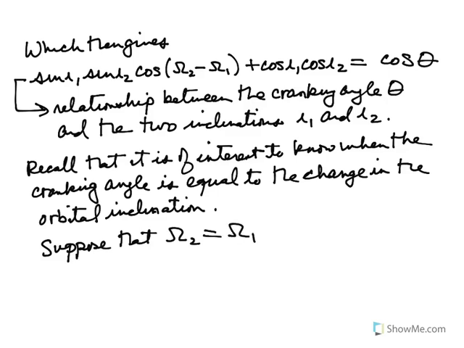What does that mean? That means that the two longitudes of the ascending nodes are the same. What it means in the diagram is that this picture actually simplifies tremendously. So this means that N1 has to equal N2, the two lines of nodes are the same.